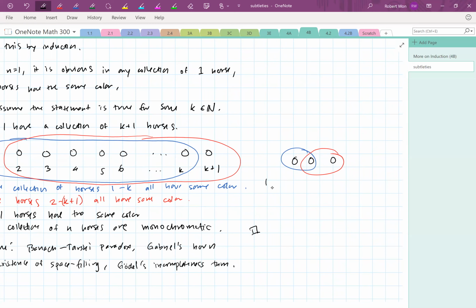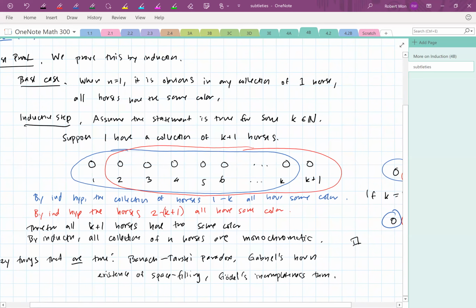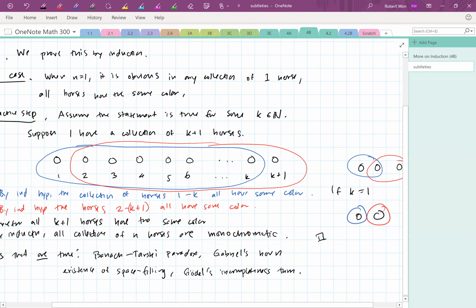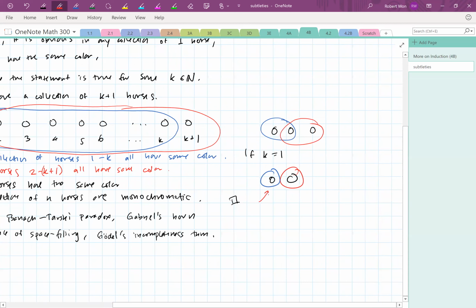But if k is 1, the inductive step, what I've drawn, actually looks like this. The base case is true: every collection of horses containing one horse, all the horses have the same color. But in this inductive step, when I took 2 horses, the first k all have the same color, the last k all have the same color. But that doesn't imply that all the horses have the same color, because in this case, there's no overlap.